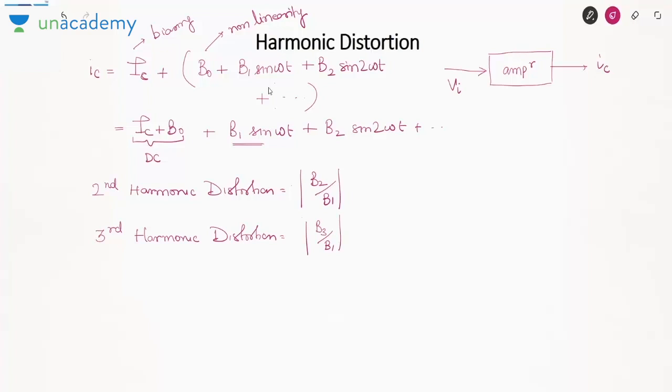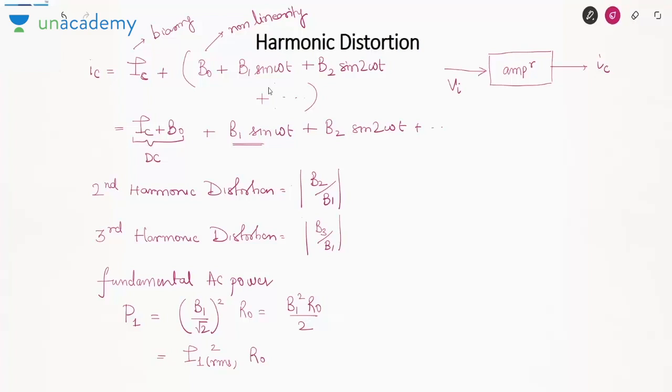If you want to find out the fundamental AC power, fundamental is which term? The B1 term. So what is the fundamental AC power? P1 is (amplitude by root 2) squared into R0, that is, output resistance: (B1 by root 2) squared into R0, which is B1 squared R0 by 2. Because AC power is always RMS current squared into resistance.